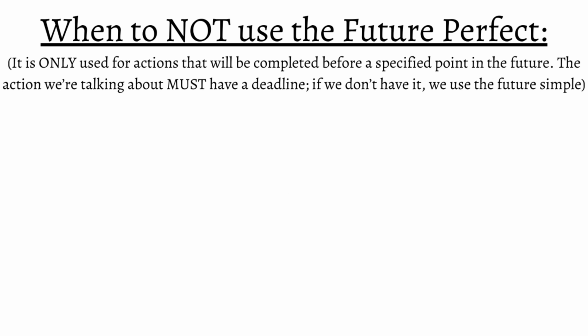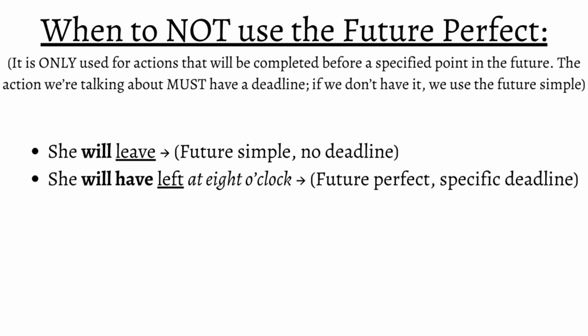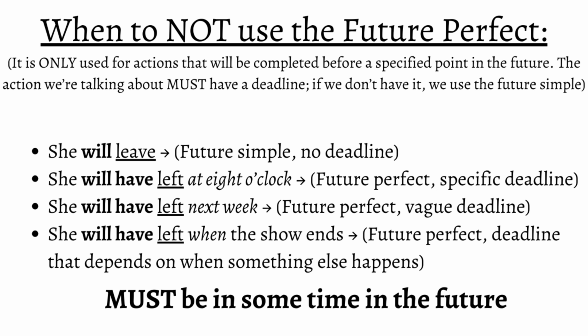It's also important to understand when to not use the future perfect. The future perfect is only used for actions that will be completed before a specific point in the future. So the action we're talking about must have a deadline. If we don't have it, we use the future simple instead, such as she will leave and she will have left. The deadline can be very specific, vague, or depend on when something else happens. Still, it has to be sometime in the future.